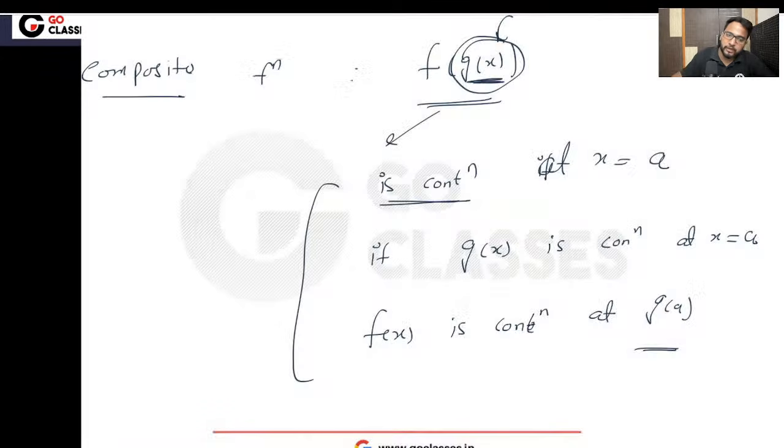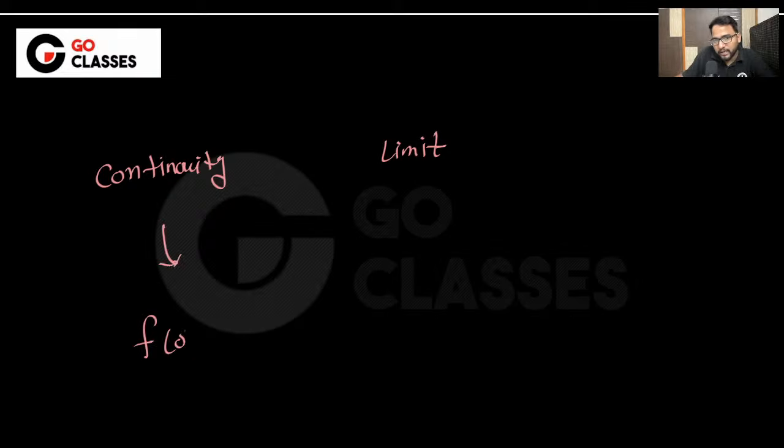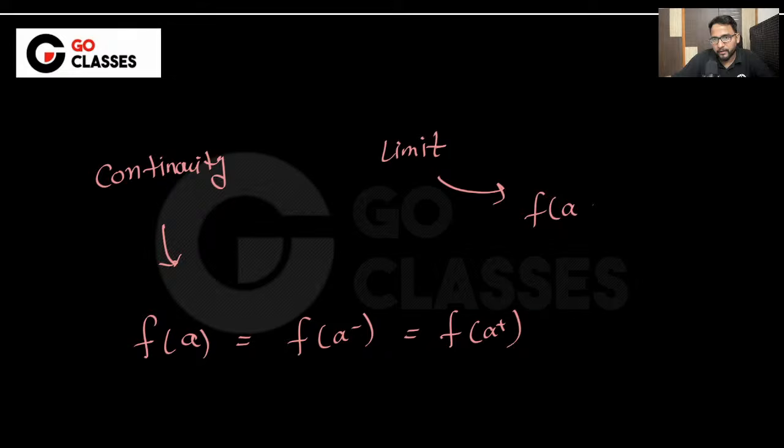So basically continuity and limit are not different. Okay. Continuity and limit, these concepts are almost the same. For the continuity, you need to just have an extra term, which is f of a, and finding f of a is always very easy. Okay, here in the limit you say this is a minus and a plus.